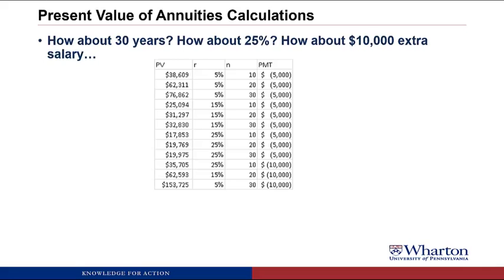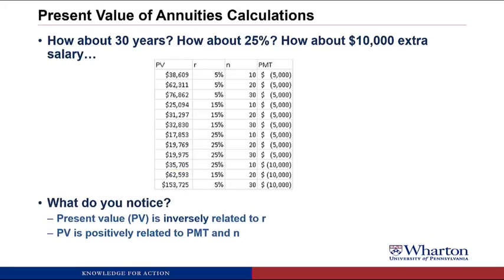And then the last three rows show you what happened if we increase the payment. So if you compare 5%, 30 years, $5,000 to 5%, 30 years, $10,000, you see the present value goes from 76,862 to 153,725. What happens there is as the payment goes up, you're getting a bigger amount each year, which makes the present value of that annuity go up.